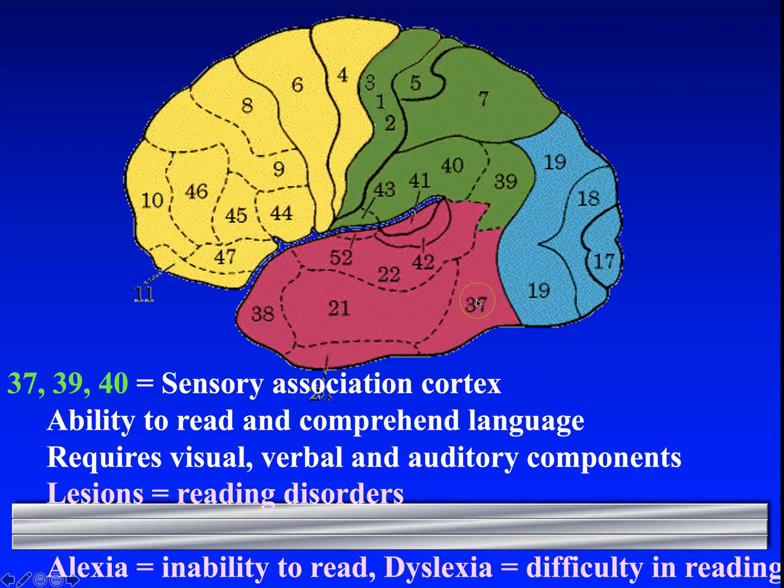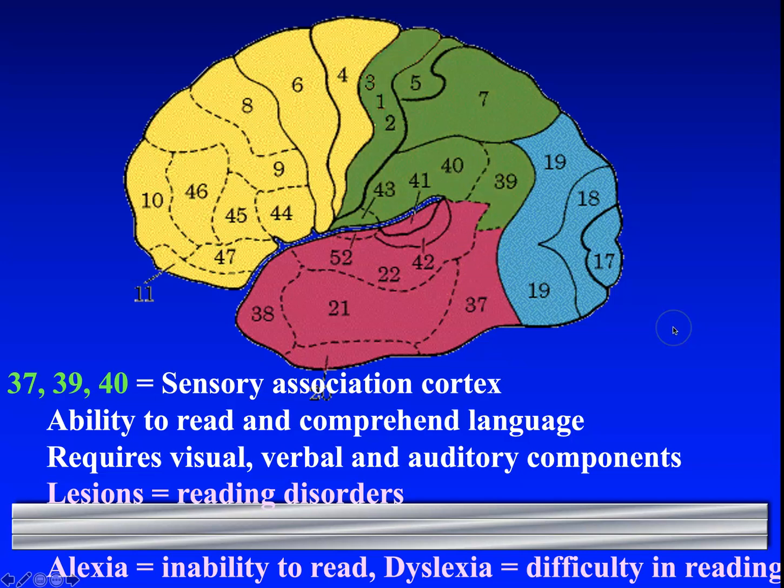Areas 37, 39, and 40. Here we are. And you can see it's near the visual areas and it's near the language areas. What 37, 39, and 40 are is the sensory association cortex. That's reading, near vision and language. So it's the ability to read and comprehend what you are reading. It requires the visual component and the verbal and the auditory components right there.